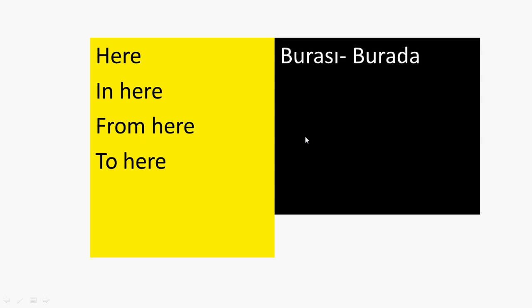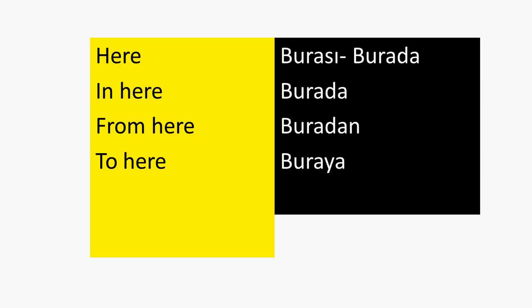For the "here" form, we have two different versions in Turkish. We say burası, burası. Another one is burada, burada. I will give you more explanations in the following slides. Now, "in here" means "I am in here," so in Turkish we say burada. And "from here" is buradan. And "to here," that means to this place, is buraya.